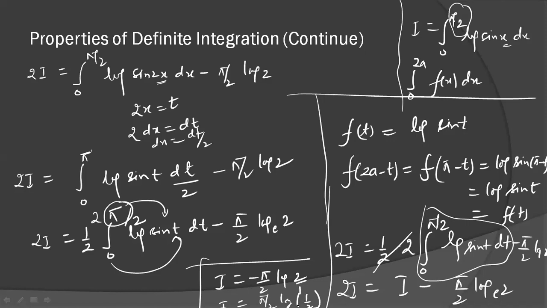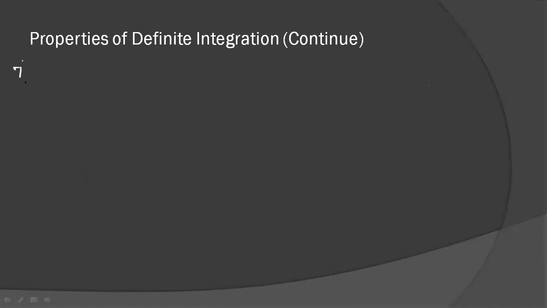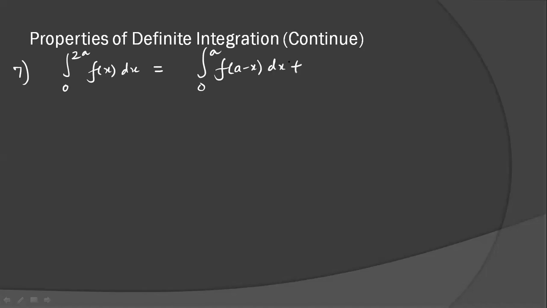Let's see some more properties. Property 7: the integral from 0 to 2a of f(x) dx can be written as the integral from 0 to a of f(a − x) dx plus the integral from 0 to a of f(a + x) dx. The limit is the same, 0 to a. So the 0 to 2a limit can be played in this form also.